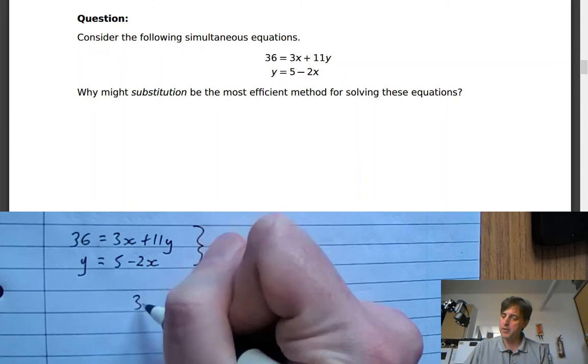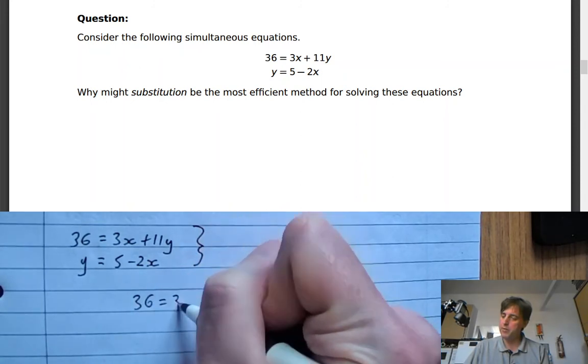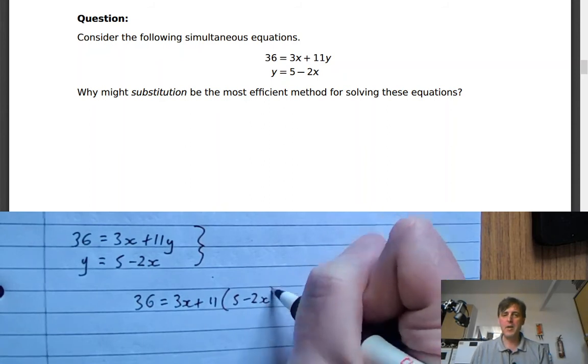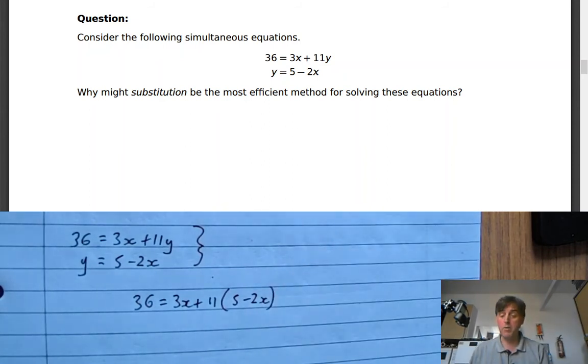So we'd end up with 36 equals 3x plus 11 lots of 5 minus 2x. And then obviously we could continue from there. I won't actually do it now, but we could collect these x's together and work out what the value of x is, which would then lead us to the value of y. So that first step, because the y was already by itself in this equation, it seems like the substitution method is the most efficient. Do you agree?